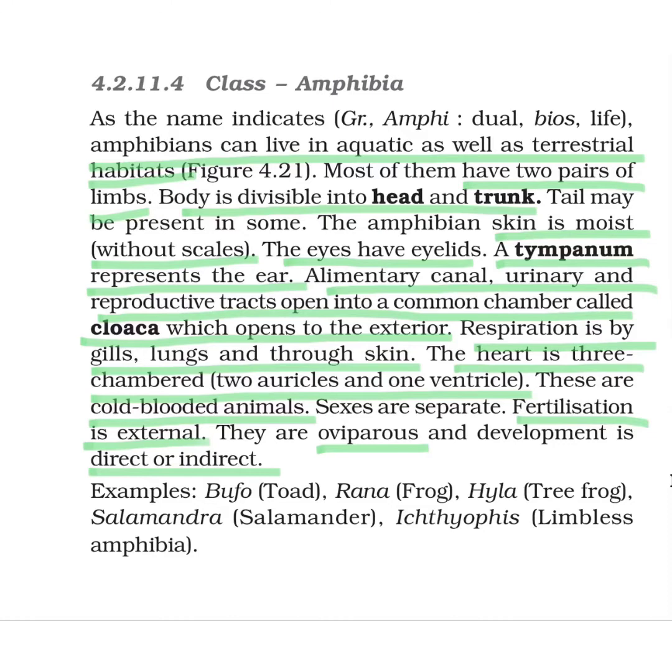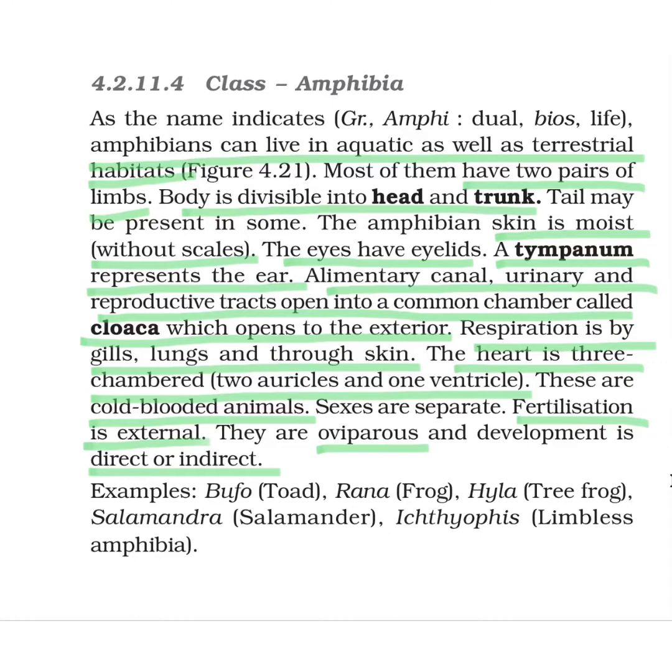One more term regarding this group, which we considered in the Pisces group also: these animals are cold-blooded animals. Cold-blooded means their body temperature fluctuates with the changing environment. They cannot maintain their body temperature. That means they are known as poikilothermic animals.